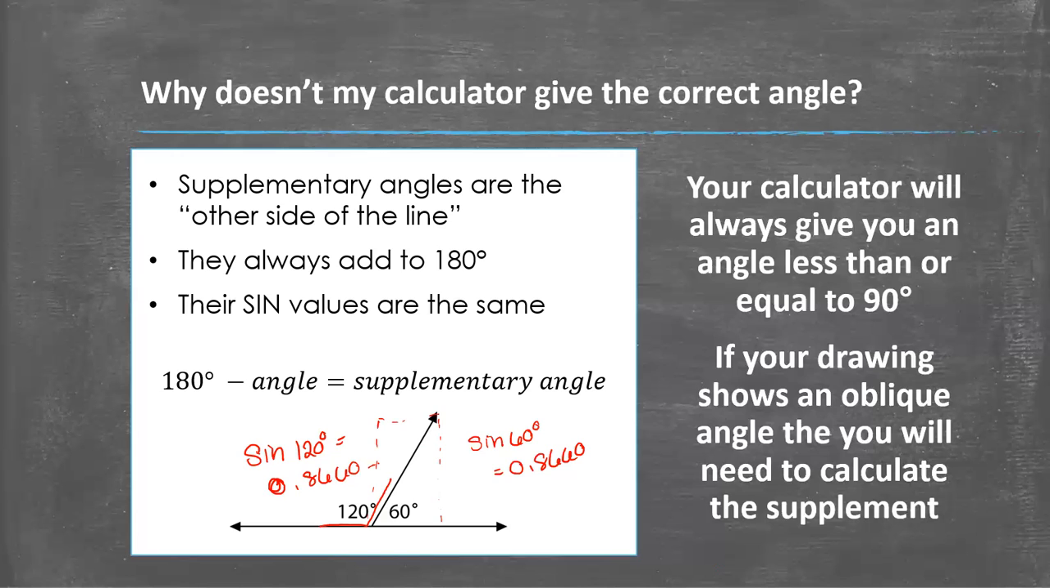All right, so we're going to do a couple examples with it. I don't think you'll find it too bad. Biggest thing is if your drawing shows you have an oblique angle, oblique means greater than 90, you will need to calculate what's the supplement in order to have the right angle for the sine law.